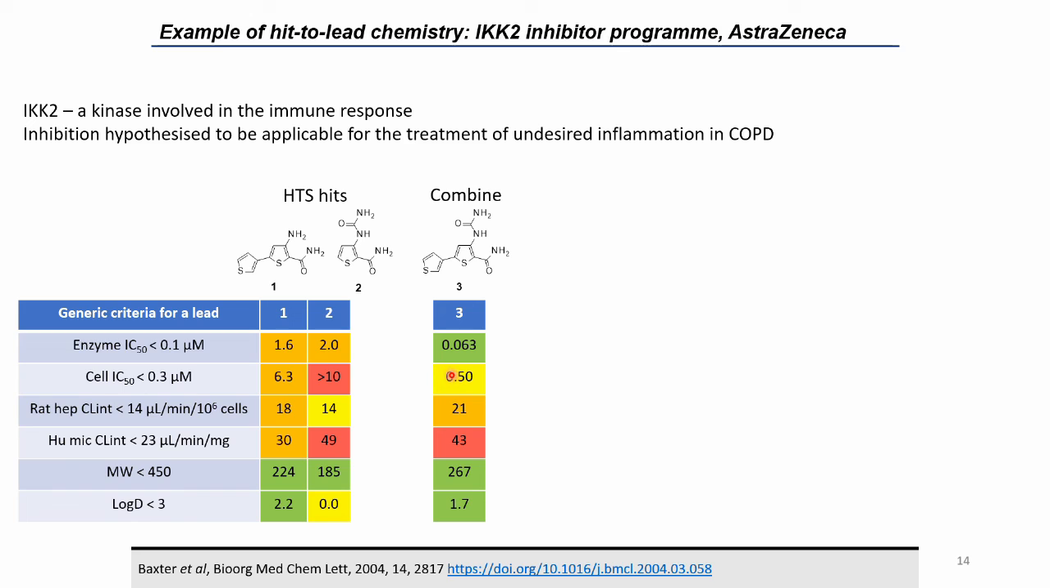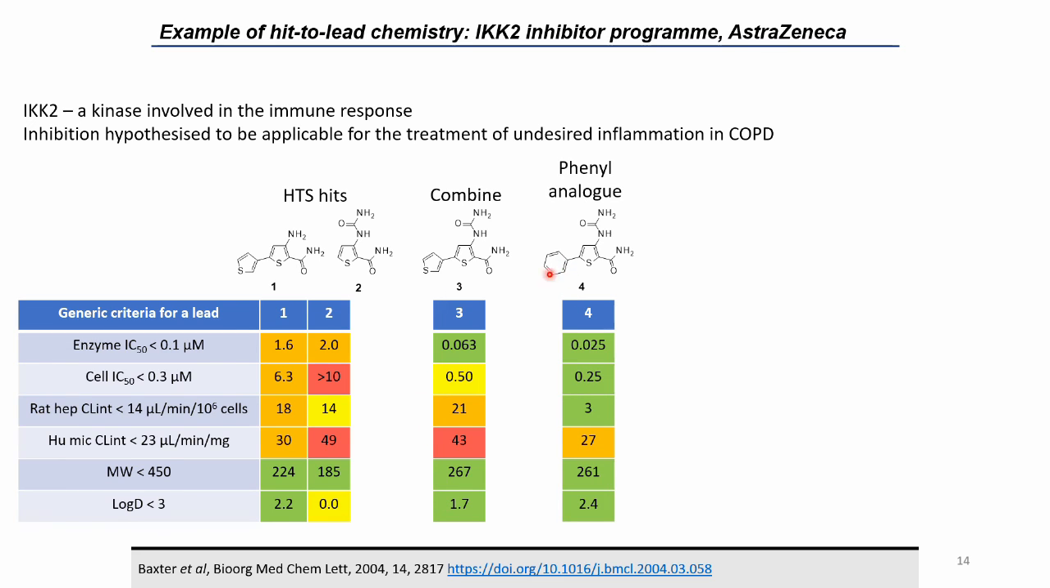Cell potency, yeah, we're not far off actually our target. It's a bit more of a drop-off. It's now nearly a tenfold drop-off, isn't it, from the enzyme activity. And the rat hepatocyte clearance got a bit worse. Human microsomes, not that great. Still got nice molecular weight and log D. Well, let's replace the thiophene with a phenyl. More potent still. Still about a tenfold drop off to the cell, but this is now below the criteria that was set at the beginning, so that's good. And the rat hepatocyte clearance has come right down, so this is much more stable. Human microsomes, however, a little bit higher, still good here.